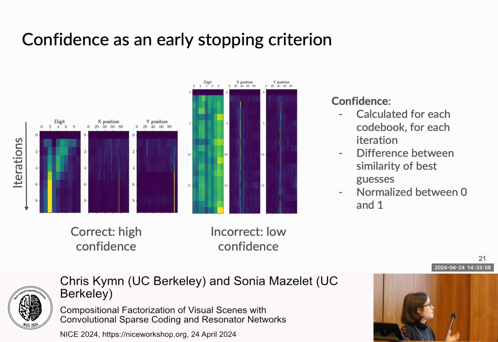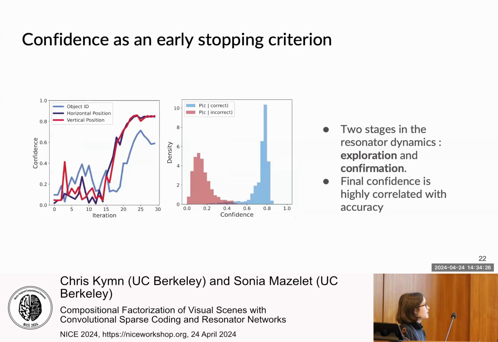So the confidence metric we introduced is the difference between the two. It's something that can be calculated at each iteration for each code book, and it's a difference between the two maximal similarity values that are in color here, and then it's normalized between 0 and 1. High confidence would be 1 and means that the resonator is correct, and low confidence is 0 and the resonator is incorrect. We experimentally observed that the confidence is highly correlated with the correctness of the resonator, which is shown on the right.